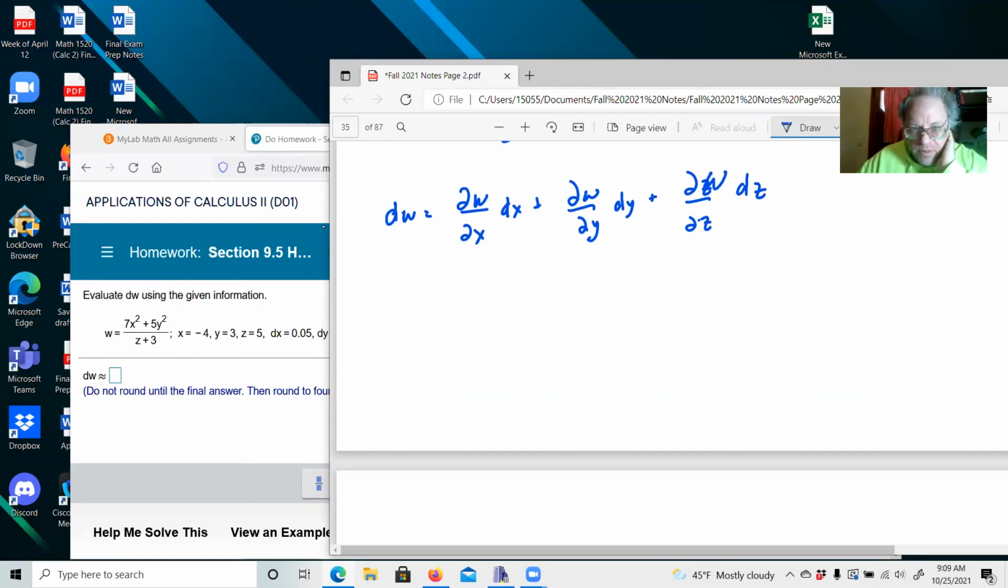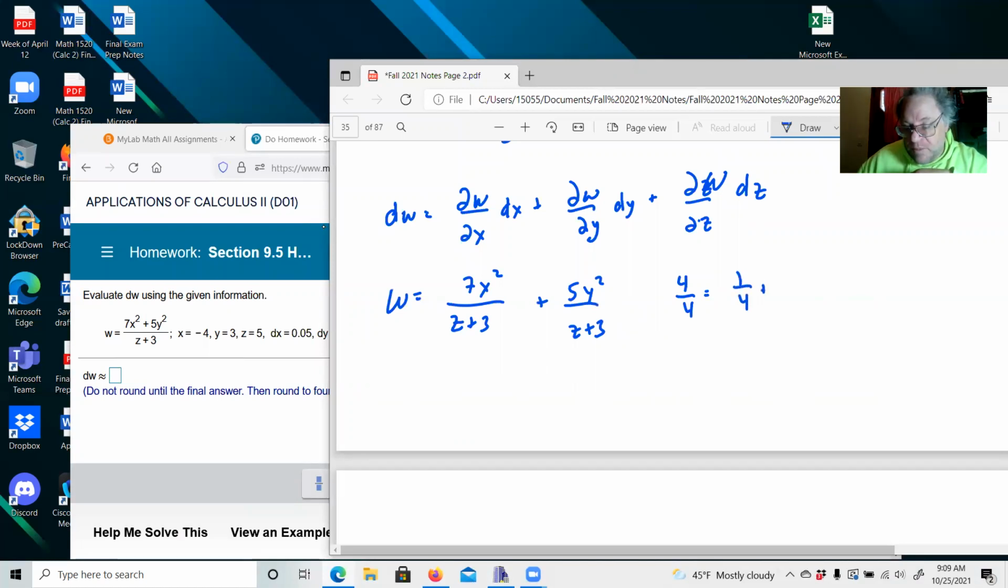All right, actually, I'll do one more thing. I'm going to say that w is equal to 7x squared over z plus 3 plus 5y squared over z plus 3. So the numerators you can separate. Okay, like think about this. If we have 4 quarters, like you're going to do laundry, I could have 1 quarter in one pocket and 3 quarters in another pocket, and I still have $1. Okay, but we can't do this with the bottom.